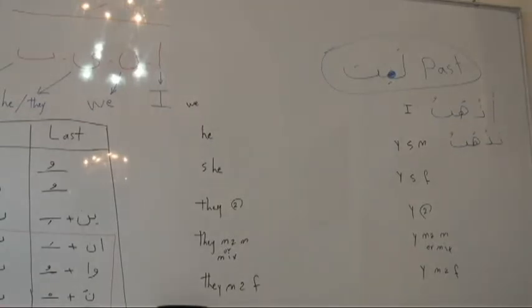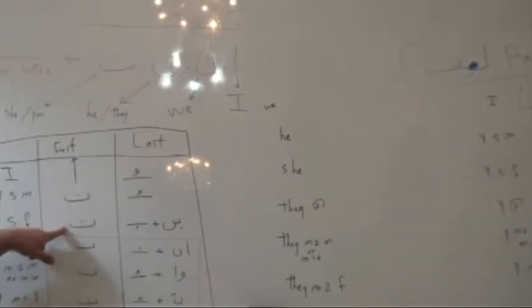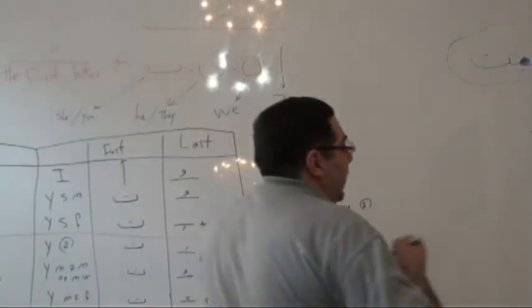Now we need you, single female. Listen to me, Asal. First, we need to add at the beginning of the word this letter. What is this letter? Ta. So first we add ta.